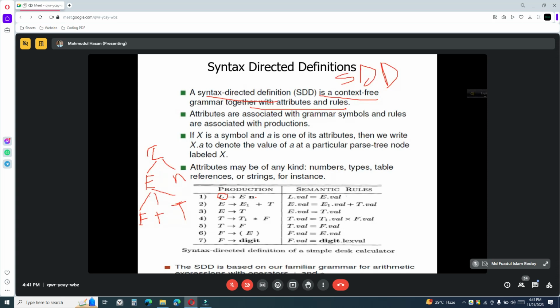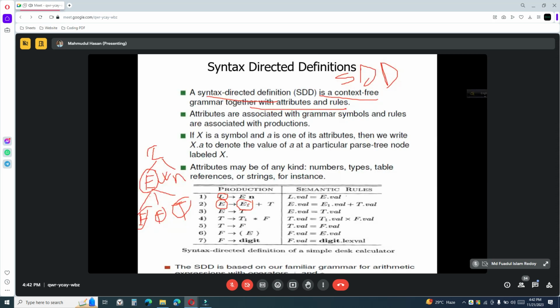If you consider this E plus T, those are the children of this E. So this E indicates a child. That's why I use E1. And this E indicates the parent. That's why I use just E. This concept of which one is parent and which one is child is very important in semantic rules. That's why, to differentiate the left hand E and the right hand E, we use E and E1.